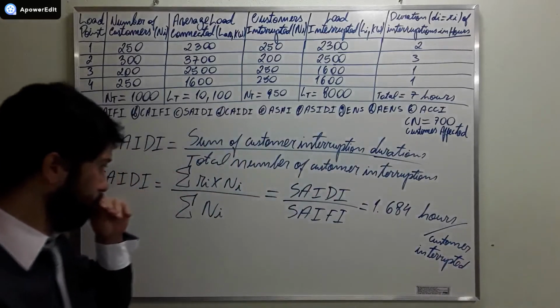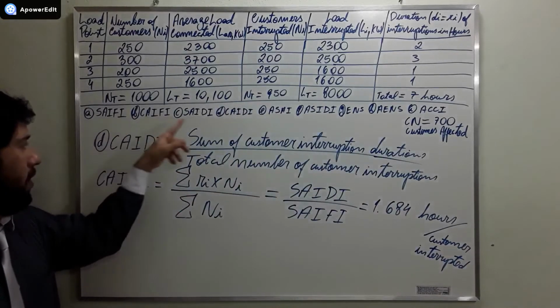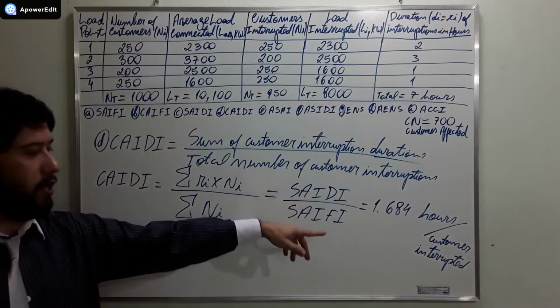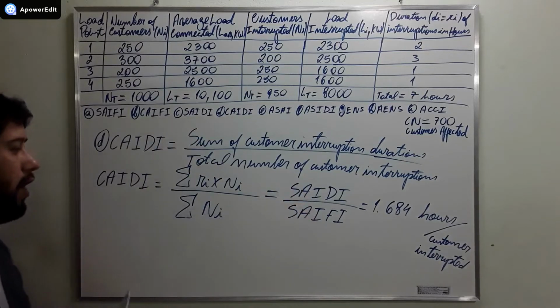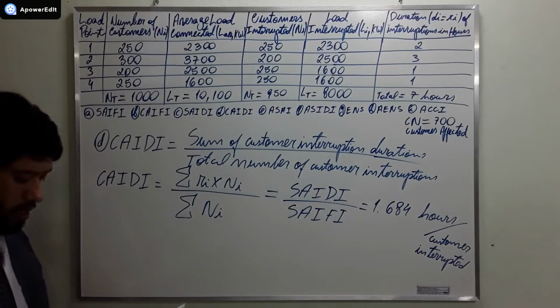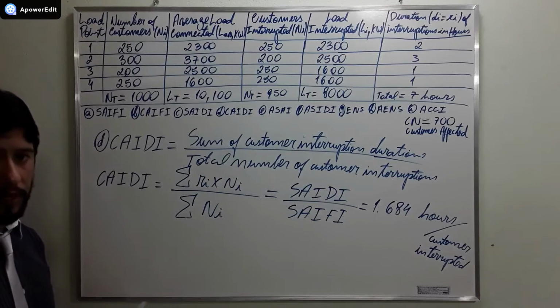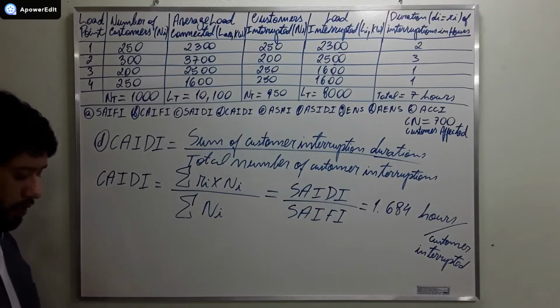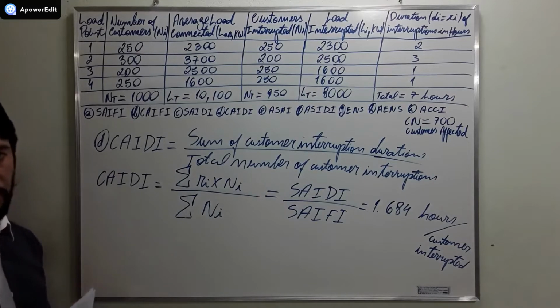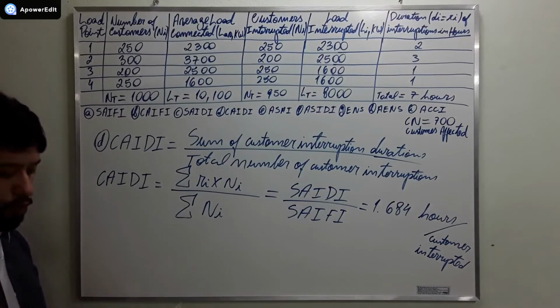Okay? We have calculated SAIFI and we have calculated SAIDI. You simply divide one by the other and then you find the result. Very simple. Are you guys understanding everything? If you are having difficulty, play the video again. Do as I did when I was studying. I used to play the same video many times to understand.